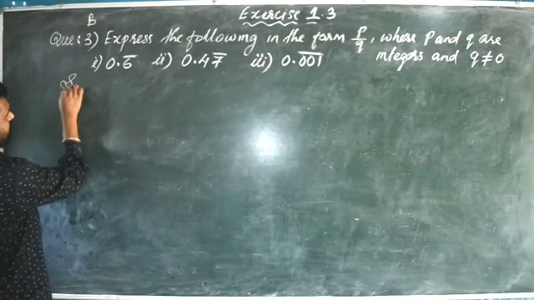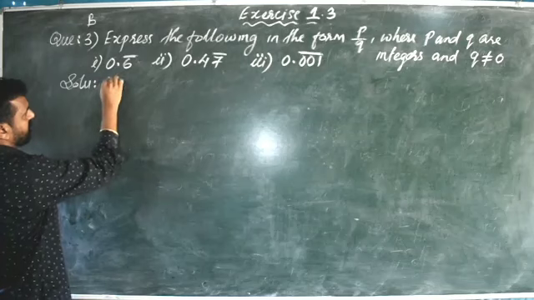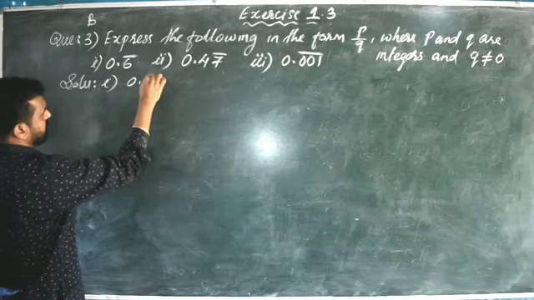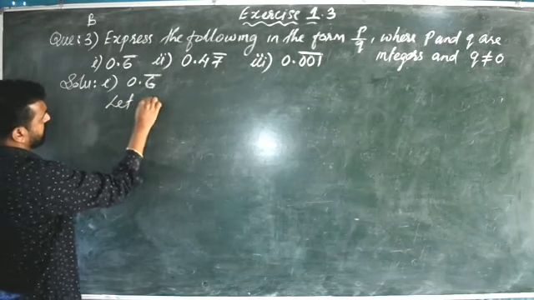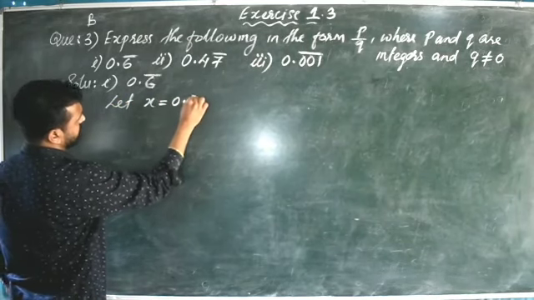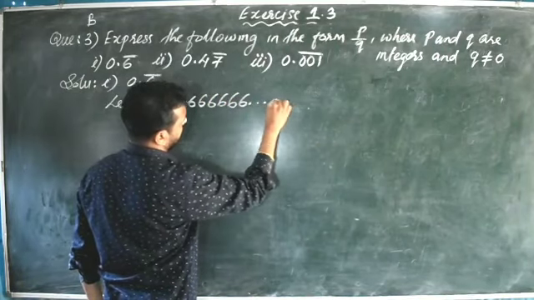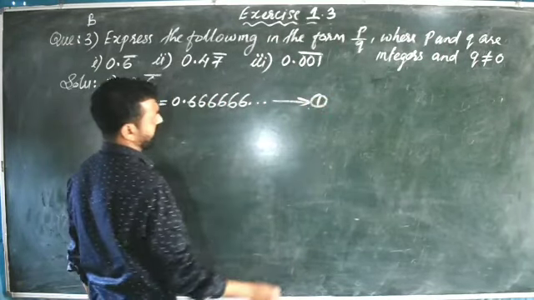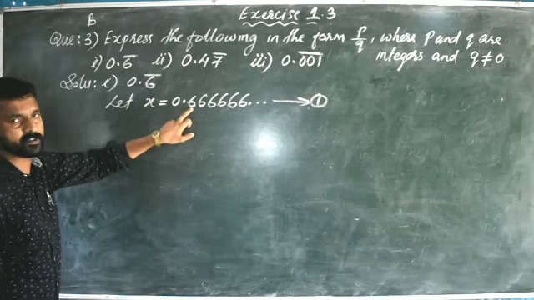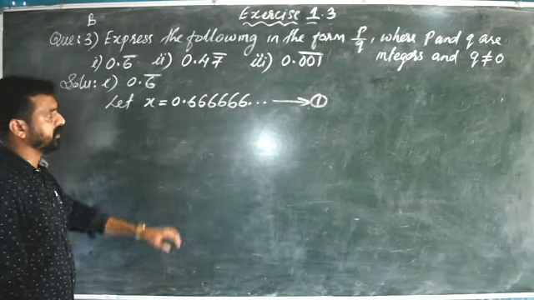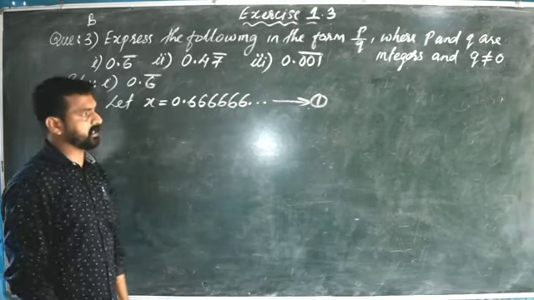So first we will do the first question, 0.6 bar. First we will take, let x is equal to 0.66666 etc. Equation 1. That is, 0.6 bar means 6 is repeating after the decimal point. That is why I wrote here 0.6666 etc. That we will take as equation 1.